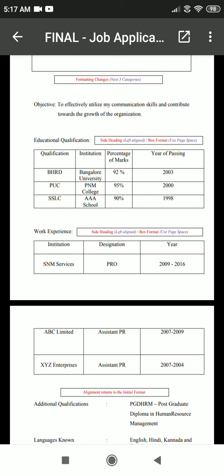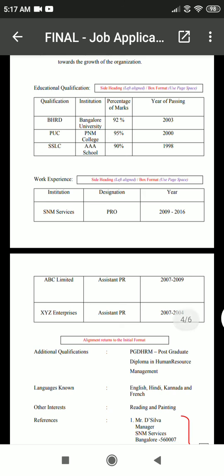Use the page space. So it's basically about using this entire box for work experience. Work experience they have asked in this question, particularly 1 year experience for public relation officer, right? So you're going to prepare a box, and you're going to divide it into three sections. First one is about institution, designation, year. Institution can be S&M services, whatsoever institution which you have worked for, and designation, on what post did you work over there, and then in how many years, what tenure did you work over there.